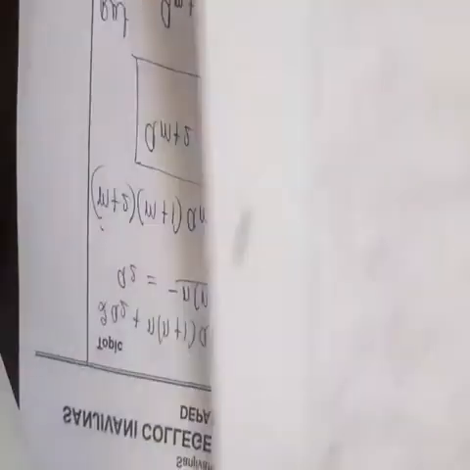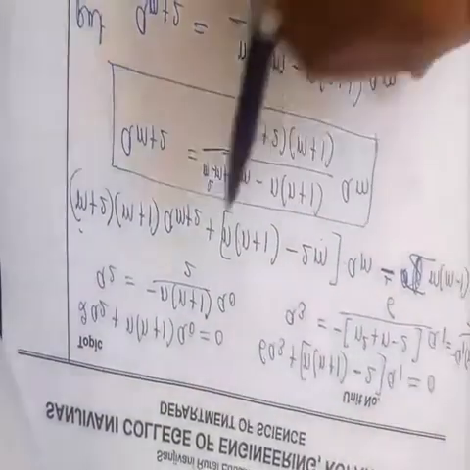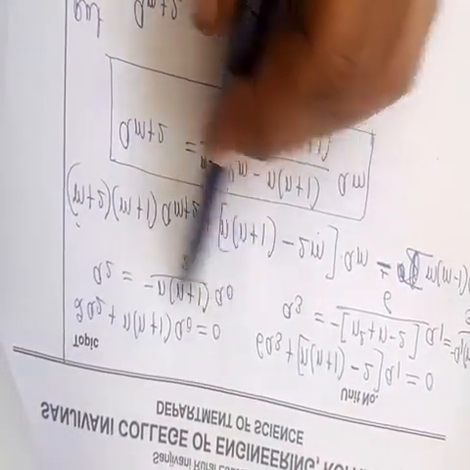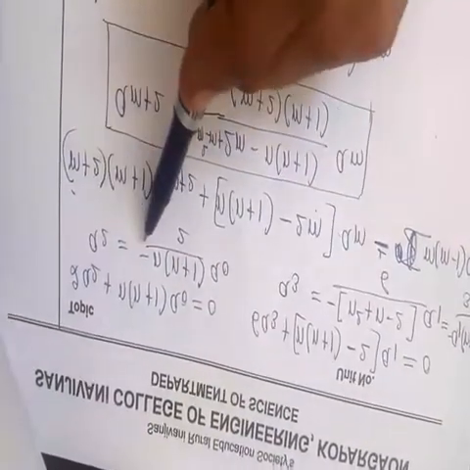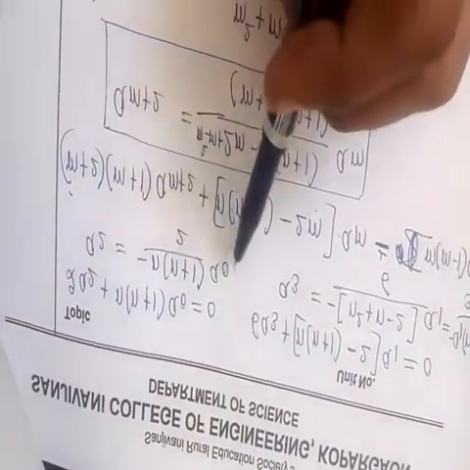Now after getting this, we equate it to the right hand side. So if we equate it to the right hand side, we get 2a2 plus n(n+1)a0 is equal to 0. So what is the value of a2? Shift this to the right hand side. a2 becomes minus n(n+1)/2 times a0.